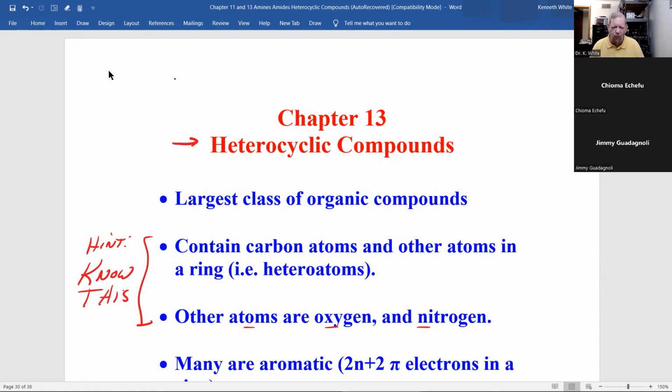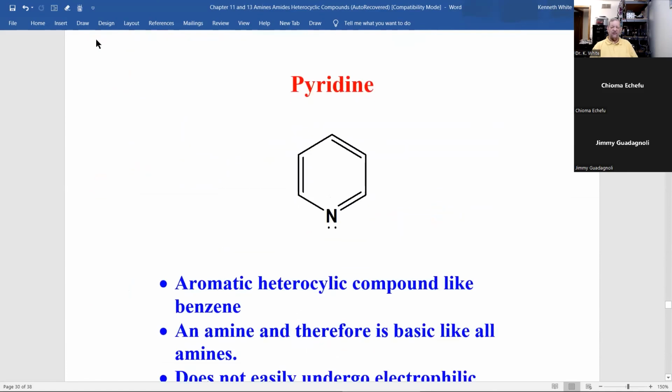So you should know, what is a heterocyclic compound? It is a ring that contains carbon and other atoms, and those other atoms are oxygen or nitrogen, and you should know that. Now, there's only one heterocyclic compound I would ask you to learn, and that's this structure, pyridine. And notice one of the carbons in a benzene ring has been replaced with a nitrogen. Now, it's an aromatic heterocyclic. I'm not going to ask you about that. And it's an amine, so you can make a quaternary ammonium salt, and that's used to make the quaternary ammonium salt in my mouthwash.